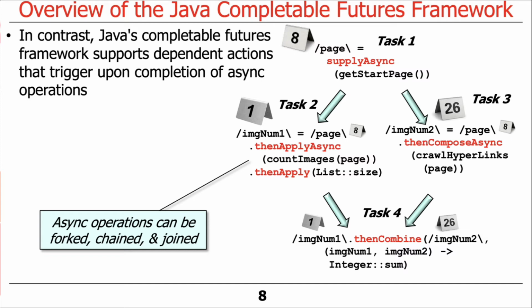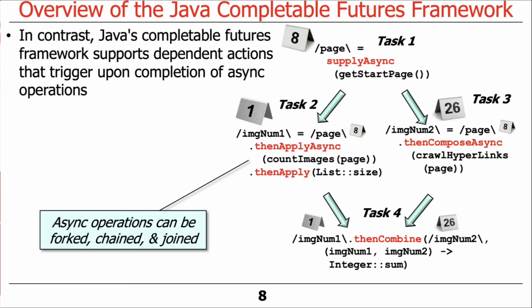And you can see how these two things then, once the start page has been downloaded, then what we're going to do is we're going to go ahead and apply another call asynchronously to count the number of images in the page. And we're also going to call composeAsync in task 3 to basically do some stuff that processes all the links that are reachable from that page. So these two things will run in parallel. And notice how they themselves return completable futures, which I use as different table tent numbers just to make it visual. And so image 1 and image 2 are the table tent numbers here.